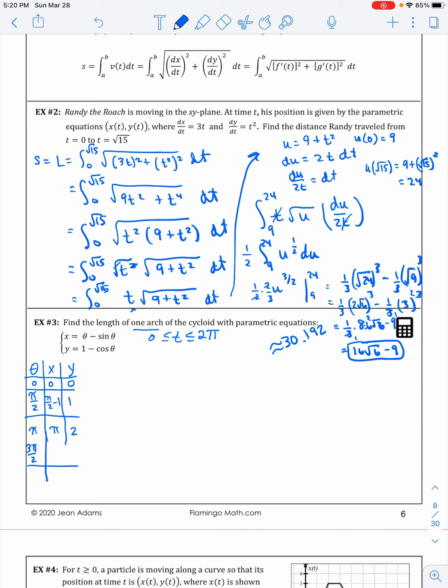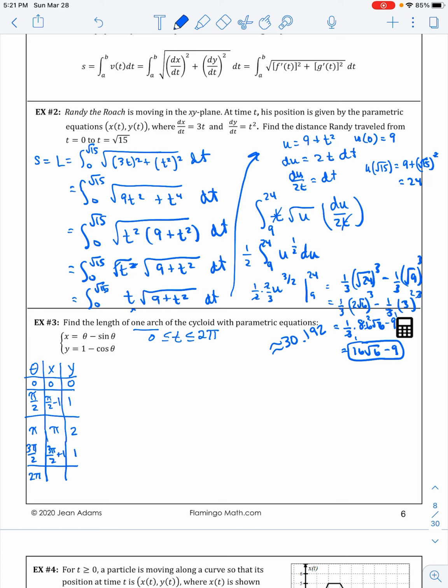The next one I'm going to do is 3 pi over 2. So x is equal to 3 pi over 2 minus the sine of 3 pi over 2. The sine of 3 pi over 2 is negative 1. So that's 3 pi over 2 minus a minus 1, which is 3 pi over 2 plus 1. And then y equals 1 minus the cosine of 3 pi over 2. Well, the cosine of 3 pi over 2 is 0, so that's 1 minus 0, which is 1.